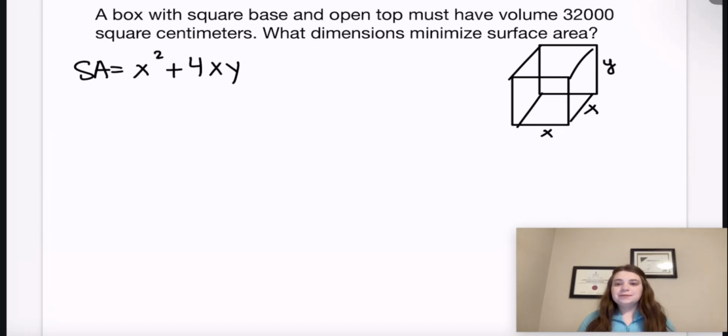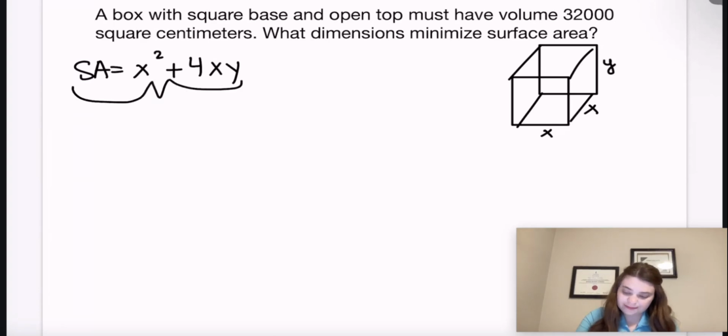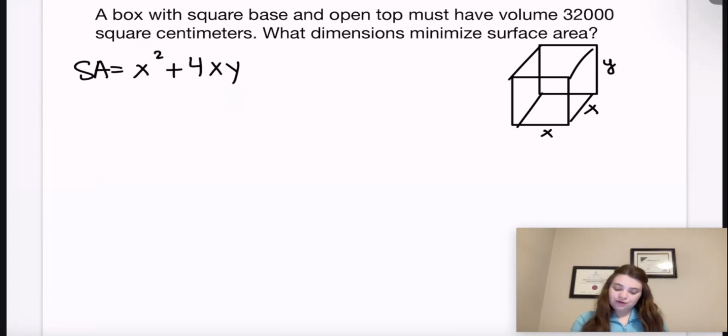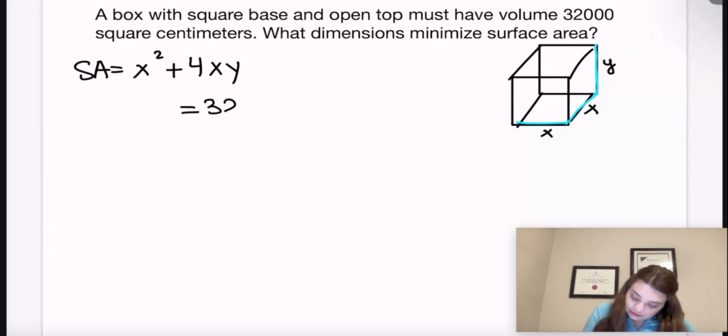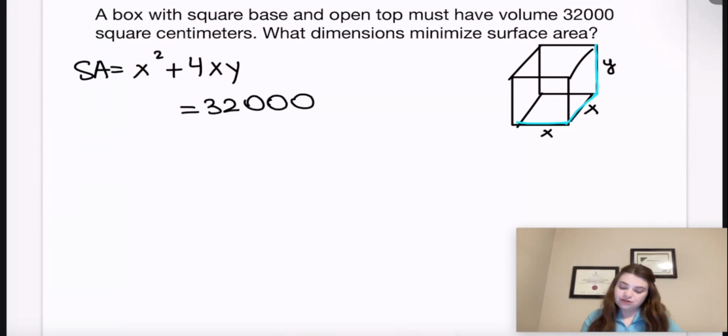Okay, so next I'm going to use the volume equation here in order to be able to simplify the surface area equation a bit further, because at this point we don't really know enough information. Okay, so in general, we know that volume is equal to length times width times height. In this case, it's just going to be x times x times y. So therefore, in this case, we can say that 32,000 square centimeters, which is our volume, is going to be x squared times y.